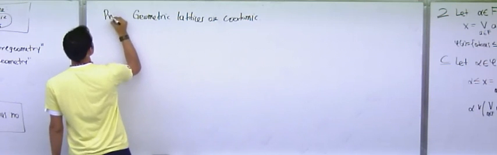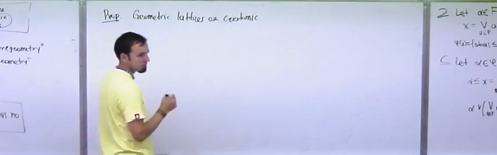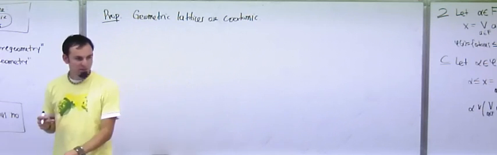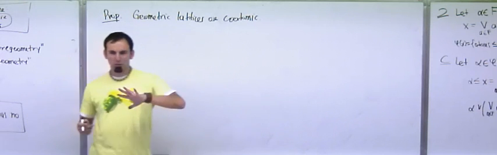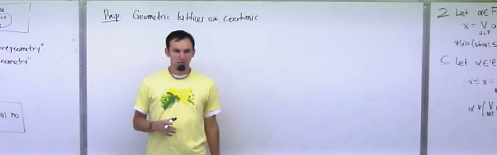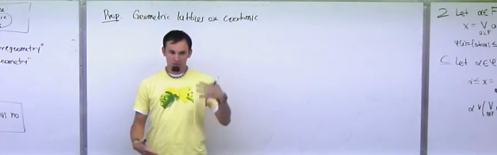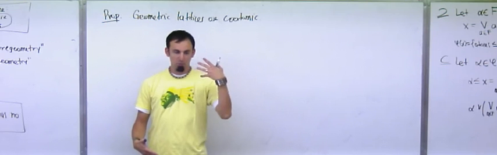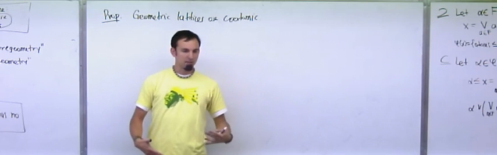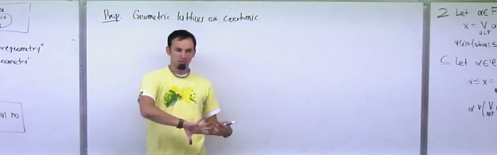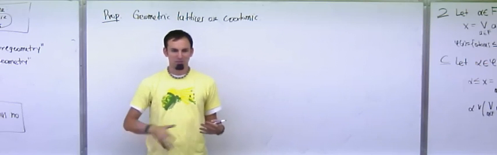Proposition. Geometric lattices are coatomic. This might be a little bit surprising to you because I just told you that the duality is not just, I mean, if you have a matroid and the lattice of flats, then if you want the dual matroid and its lattice of flats, you cannot just flip the lattice, which is the thing you might want to hope is true.